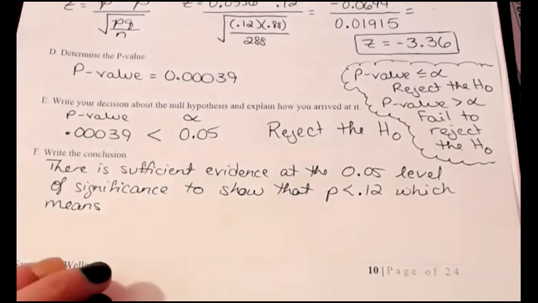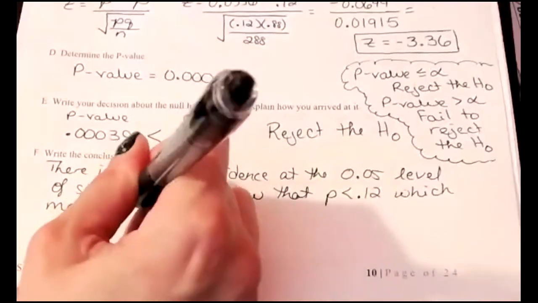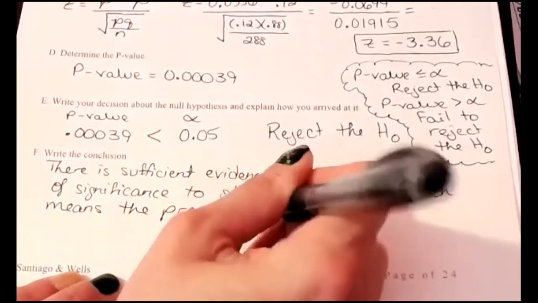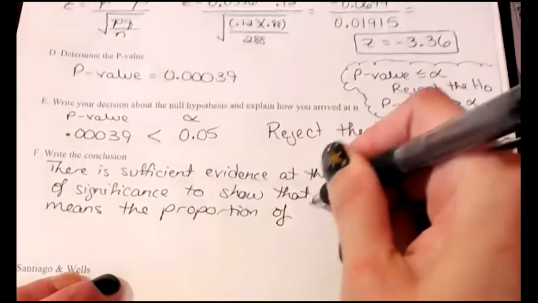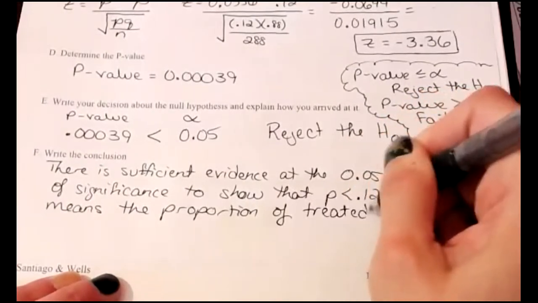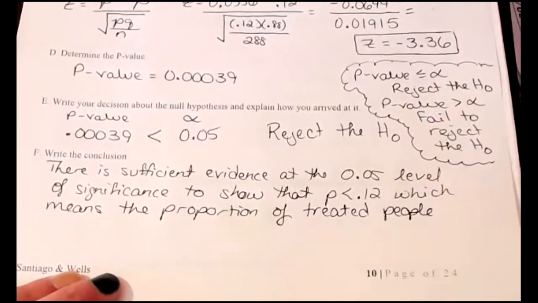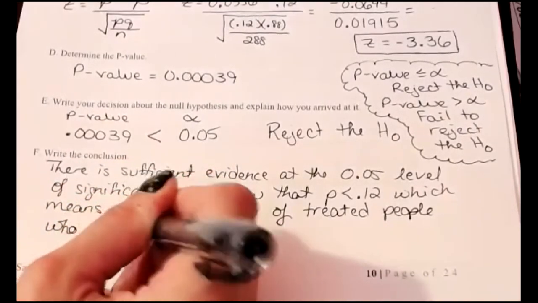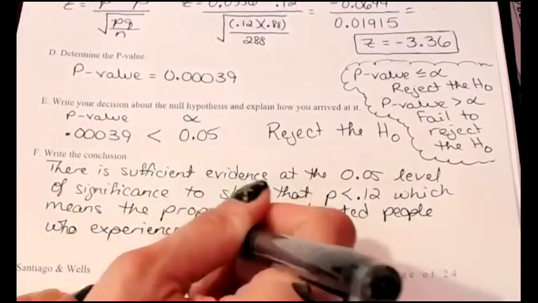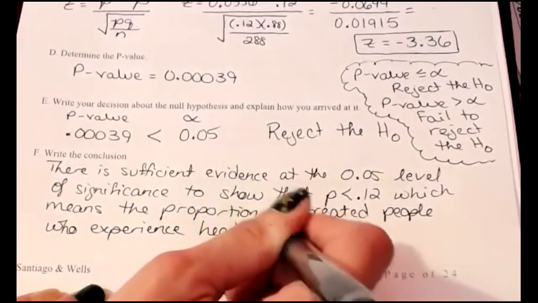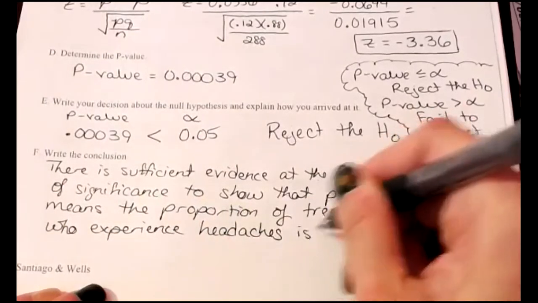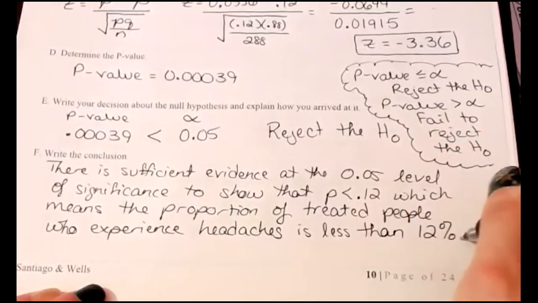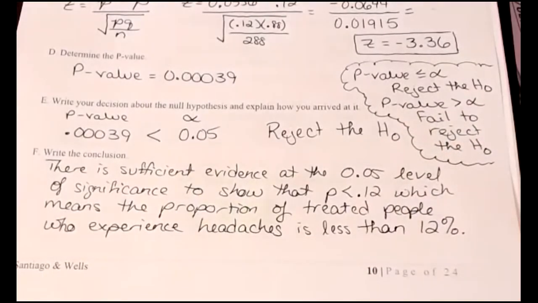So P is less than 0.12, which means I'm going to use the word proportion since it's P. The proportion of treated people who experience headaches is less than 12%. And there's your conclusion.